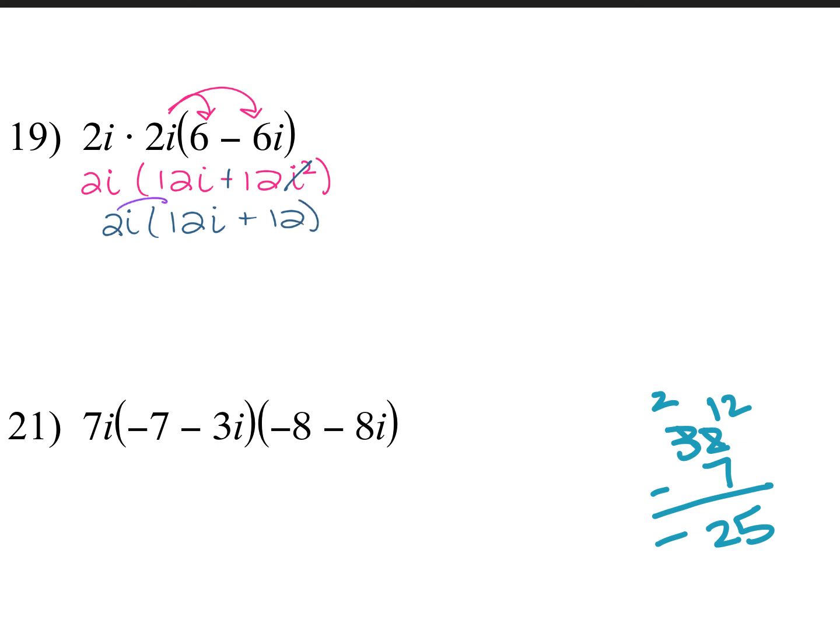We're going to distribute that 2i in. That's going to give us 24i squared plus 24i. Once again, that i squared turns that 24 into a negative. So that's going to give us negative 24 plus 24i.